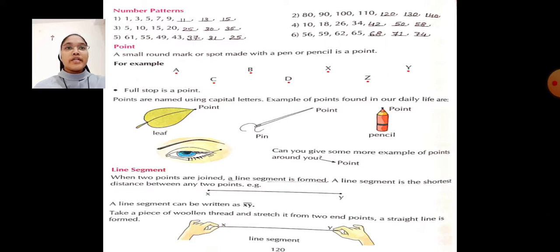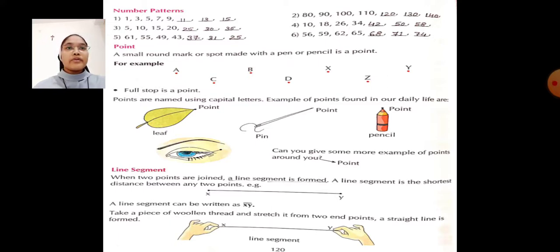Second, 80, 90, 100 and 110. Here each time how many numbers are skipped? 10. So in the blank you have to write 120, 130 and 140. Number 3: 5, 10, 15 and 20 is given. So here each time how many numbers are skipped? 5 numbers. In the blank you have to write 25, 30 and 35.